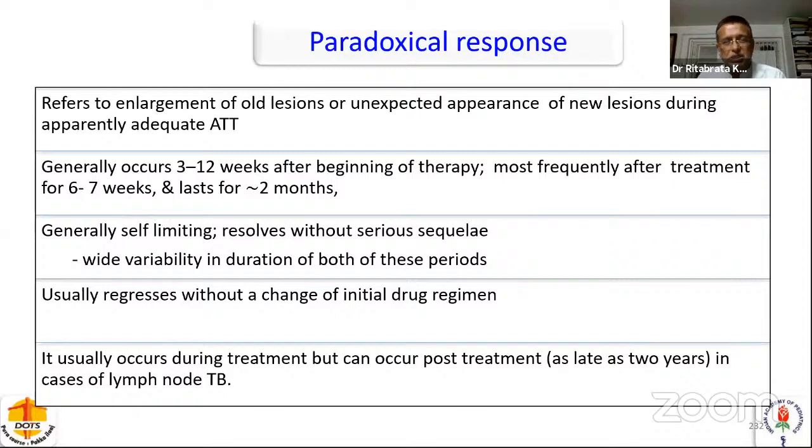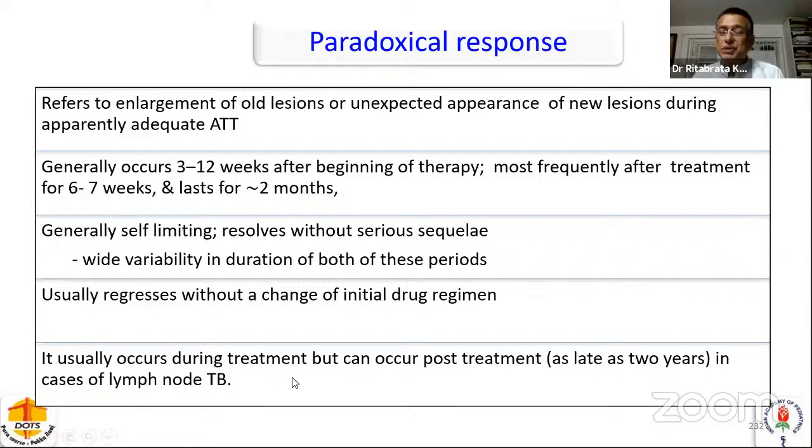Most of the paradoxical responses are usually seen after a few weeks of therapy, mostly after 3 weeks, and it might continue till 12 weeks of therapy. Most frequently it is seen between 6 to 7 weeks, and it can last for more than 2 months. Generally, most of the paradoxical reactions are self-limiting. They resolve without sequelae, but there might be wide variation in the time of their appearance and how long they last. Usually you need not make any change in whatever drug regimen you give; you continue with that, and it is going to improve.